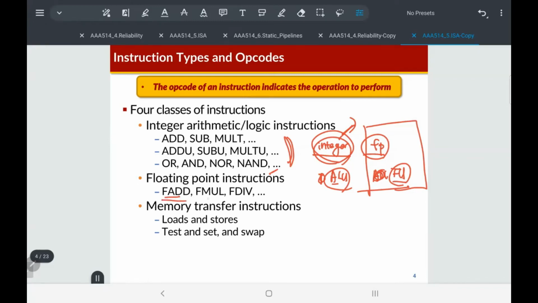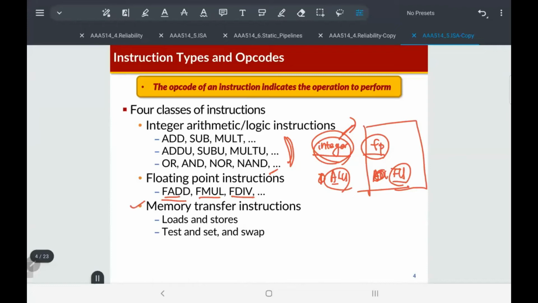The property of this floating point ALU is a little bit different from the integer type ALU, because the floating point data type is more complex than the integer type data. So that means the hardware is also more complex, which means the latency of this floating point unit is usually much longer than the latency of the integer type ALU. And then we need the memory transfer instructions, load and store instructions.